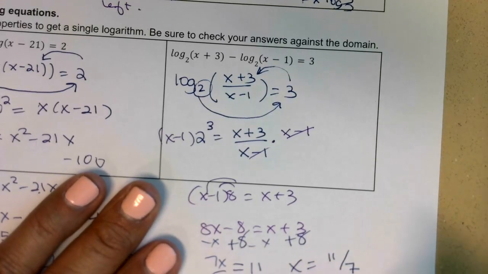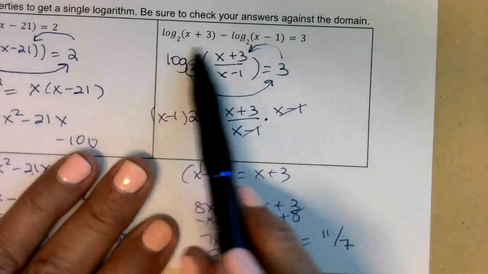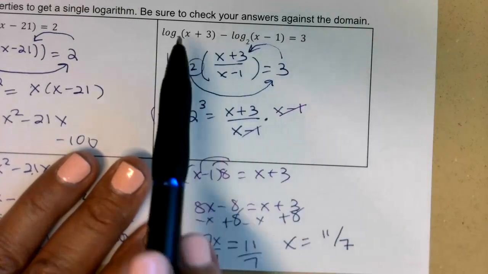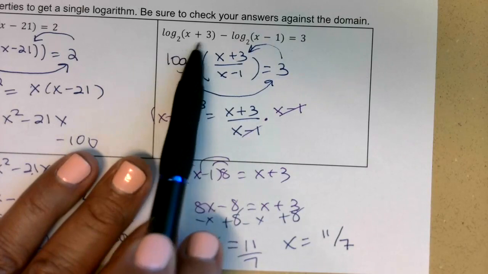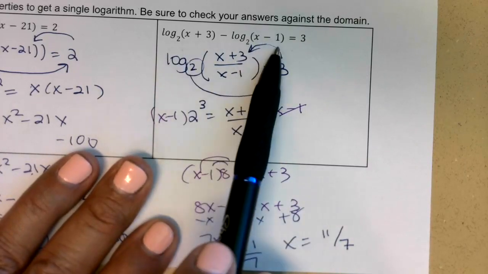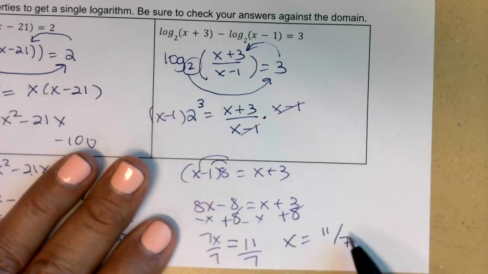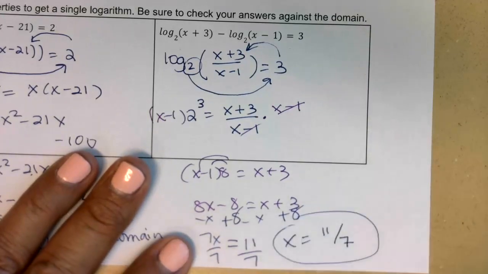Okay, let's take a quick look. We're going to check it in our two log terms, make sure that it's allowed. So 11 sevenths plus 3, that'll stay positive, good. 11 sevenths minus 1 will also stay positive, also okay.